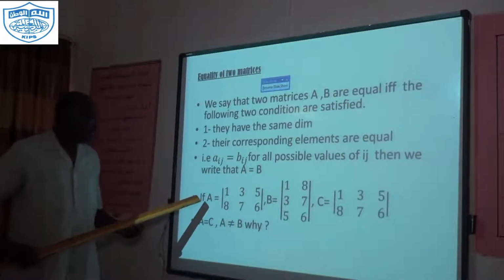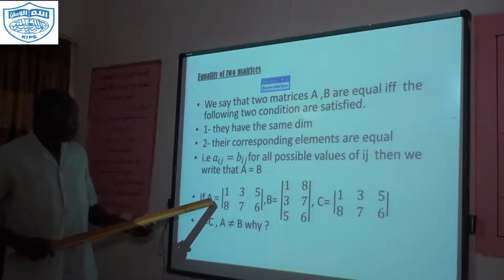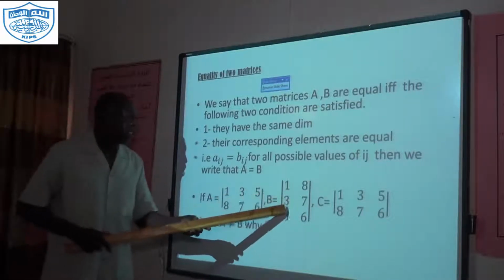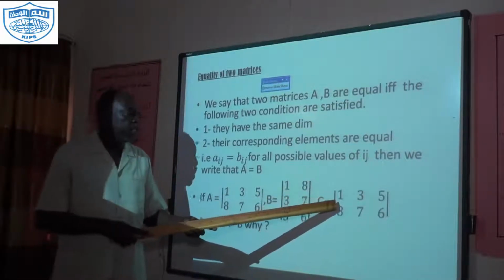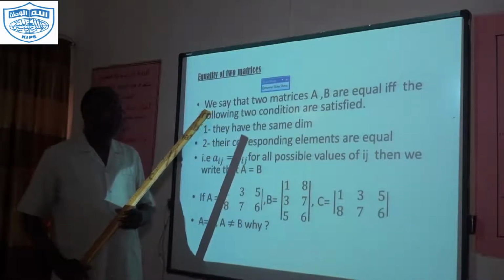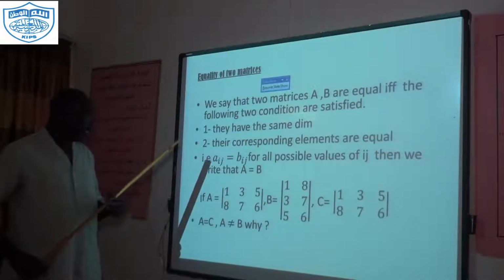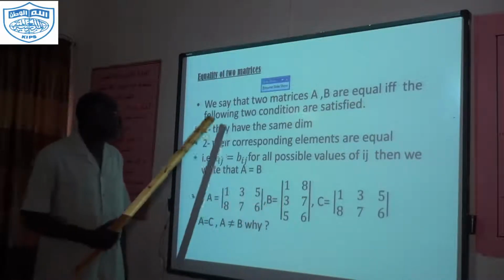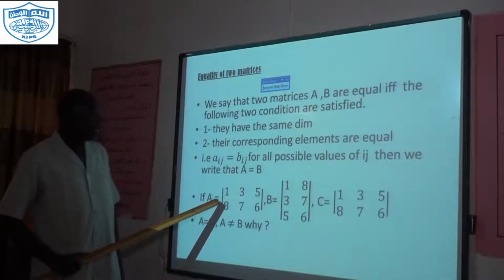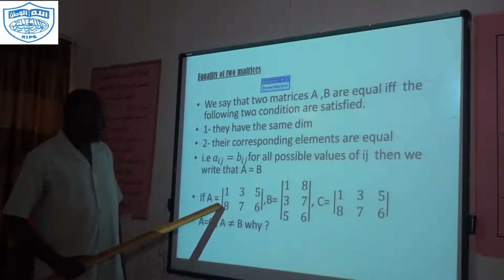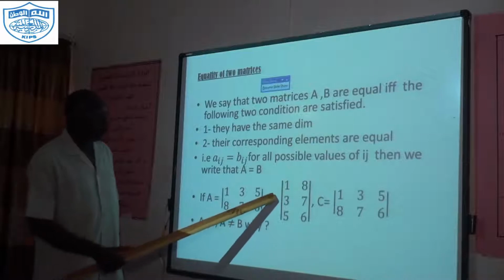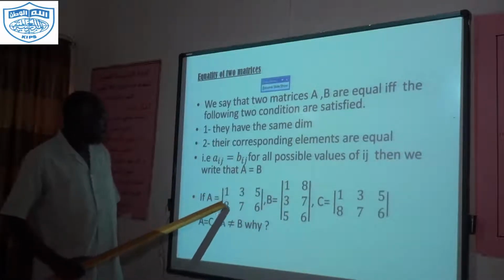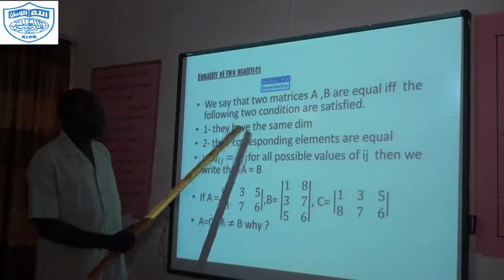For example, if we have this matrix A, which is 2 by 3, and B is a matrix 3 by 2, and C is a matrix 2 by 3, which of these matrices are equal? If we say that A equals B, no, it does not satisfy the first condition. Why? Because the dimension of A equals 2 by 3, but the dimension of B equals 3 by 2. So 2 by 3 is not equal to 3 by 2, so A is not equal to B, because it doesn't satisfy the first condition.